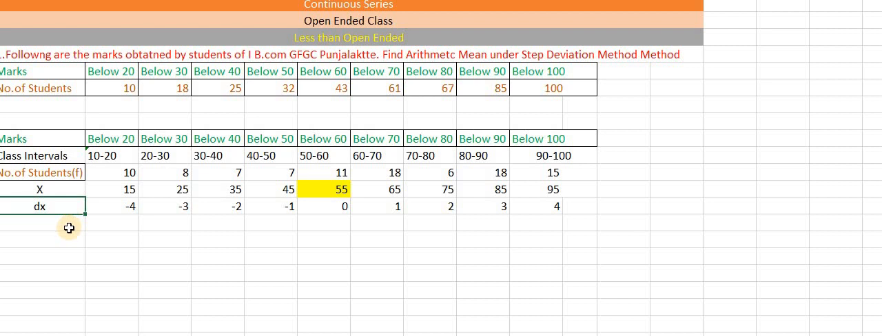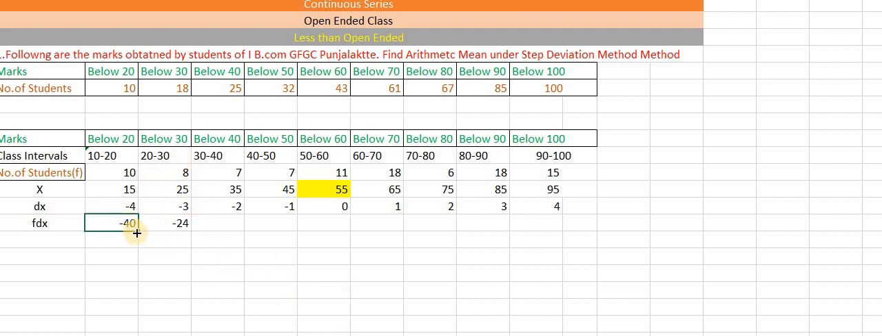So our dx calculation is over, and the next thing we need to calculate is f dx. Here we are simply going to multiply dx and f values. So dx value is minus 4 into f value, that is number of students 10. So the value is minus 40, and here dx value is minus 3 into f value 8. So the value is minus 24, 8 into 3.